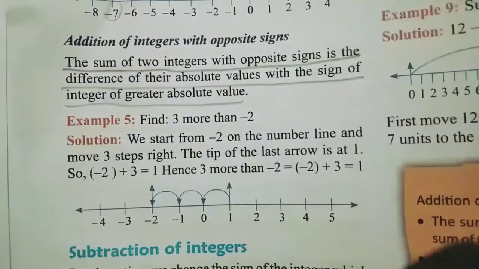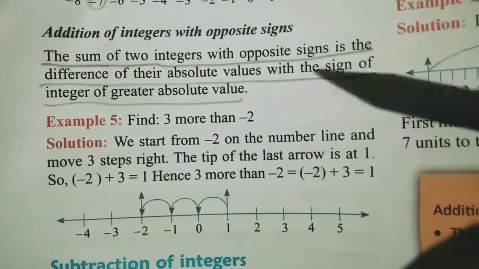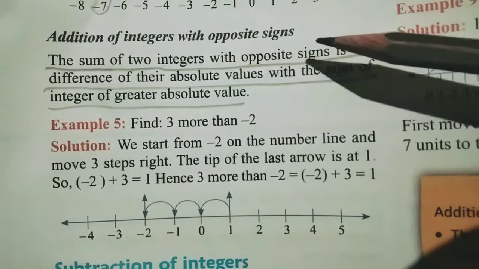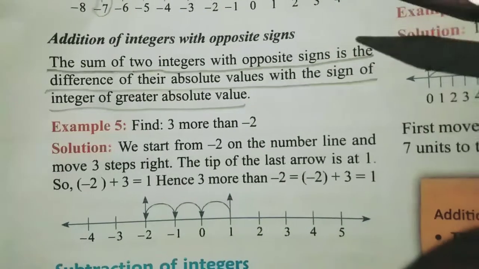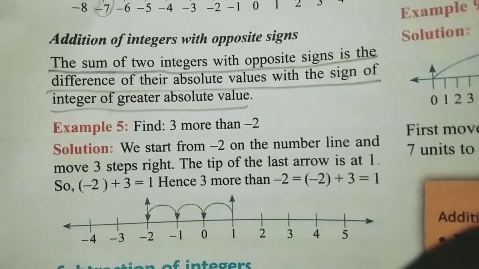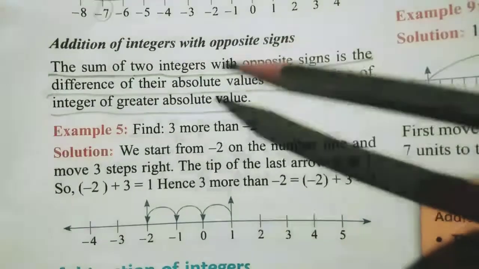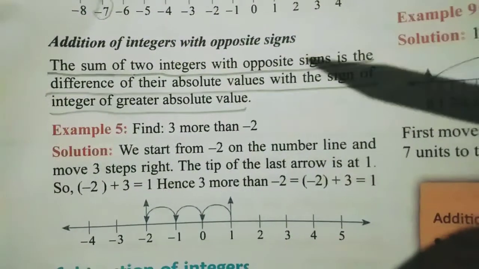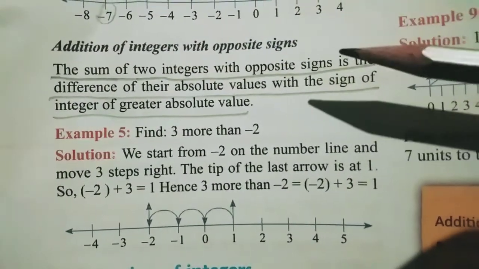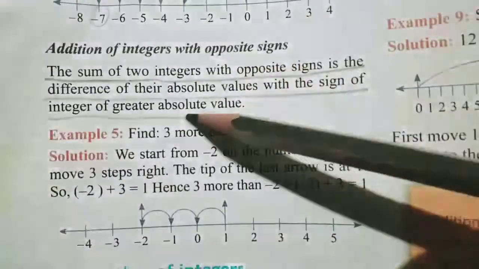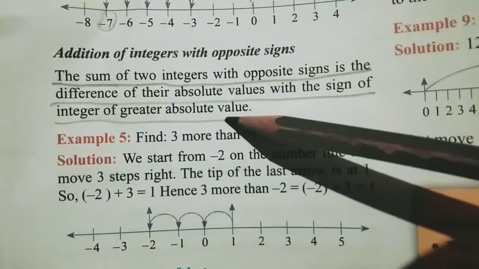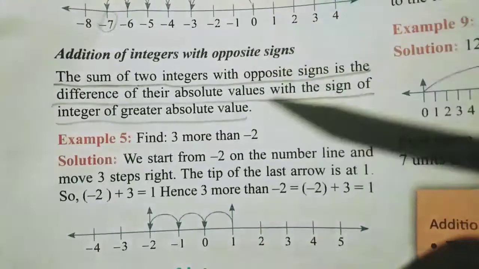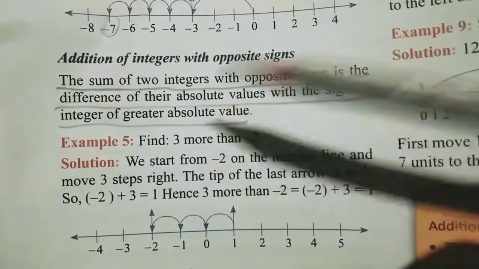That means when you are adding two numbers having the opposite sign, then the operation will be minus. You have to subtract those numbers. But the sign will be what? In the answer, the sign will be the sign of the greater number. Okay, it is said here. The sign will be the sign of the greater value.